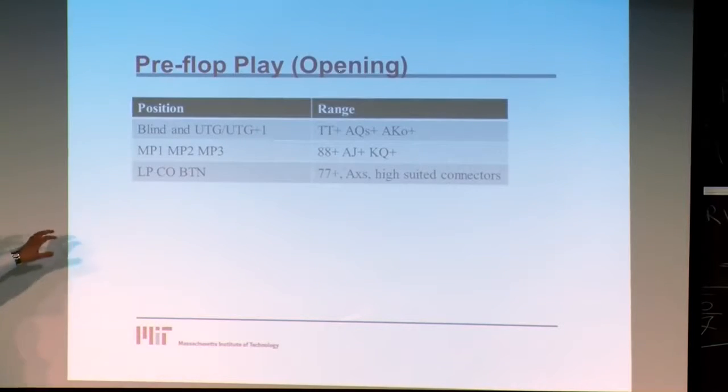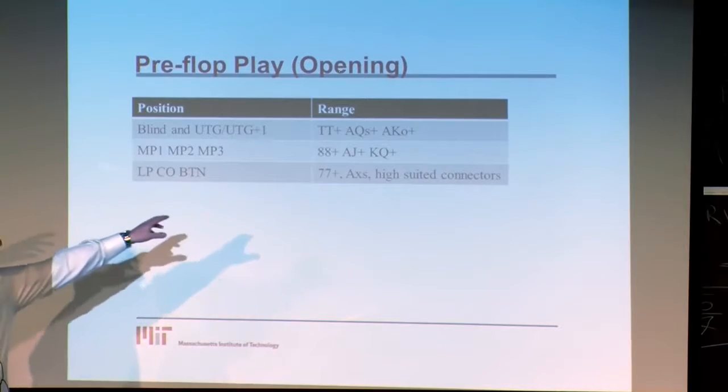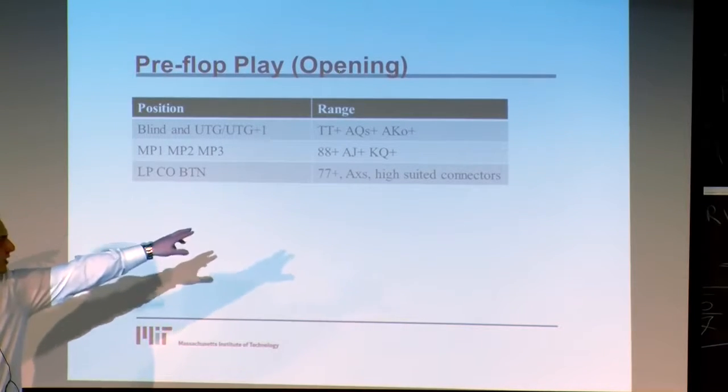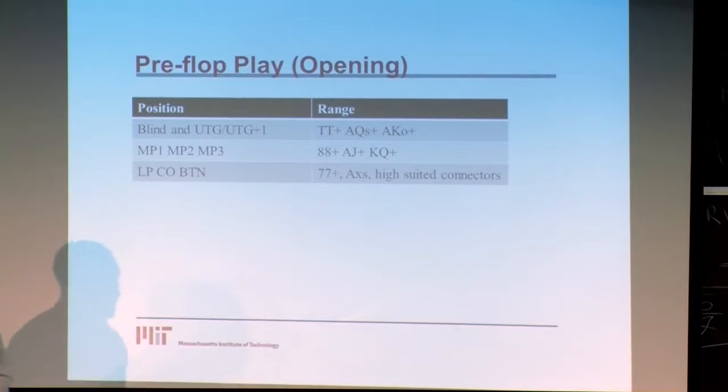Depending on your position, this is what I'm recommending your opening range is, where I'm saying you're opening by raising to 3 big blinds. If you're in early position, you should really only do this with the top 5% of hands, which is 10s or better, ace queen suited, or ace king. The difference in suitedness actually matters there. So if you're first to act, any other hand you should fold, which is obviously the majority of hands, because you have the least amount of information now.